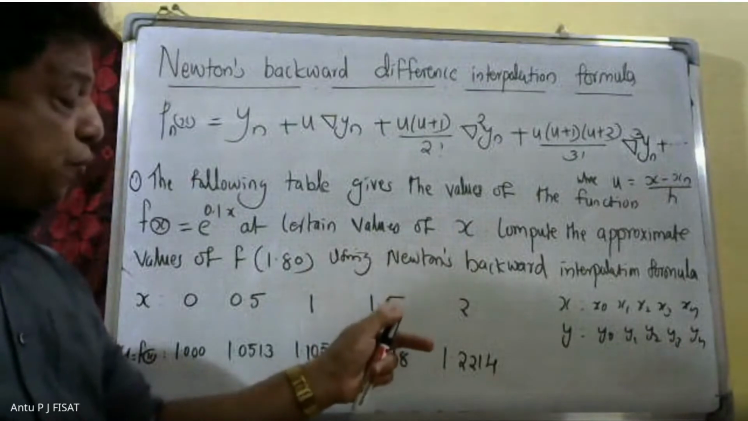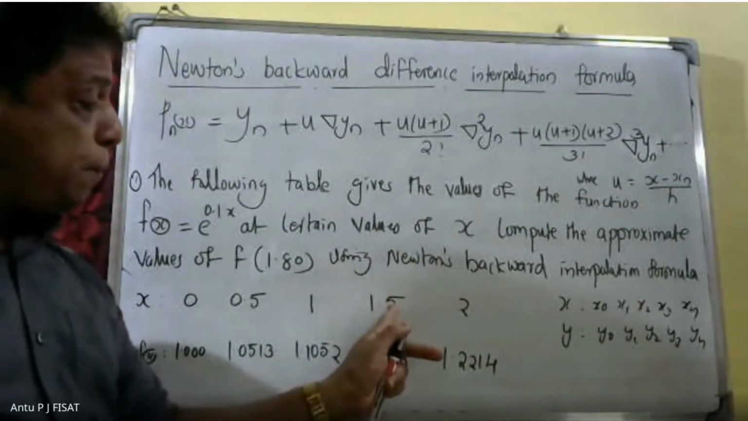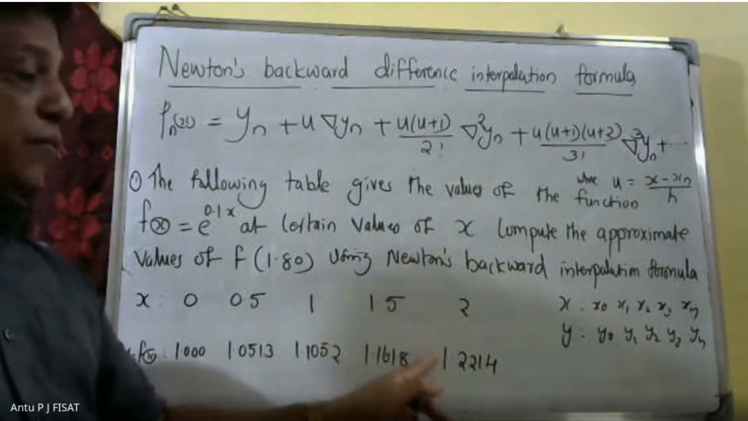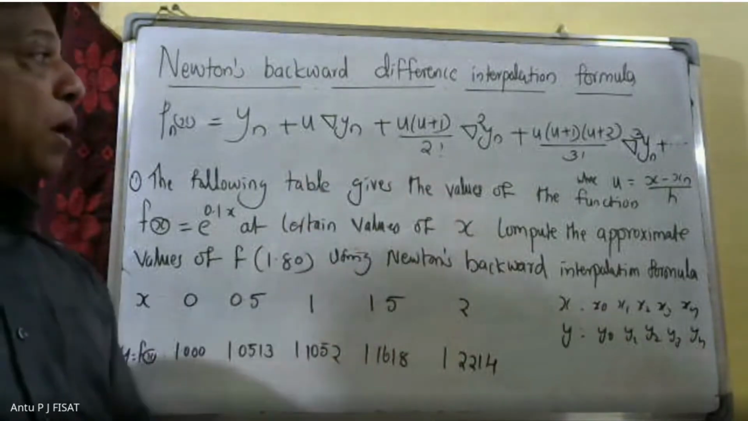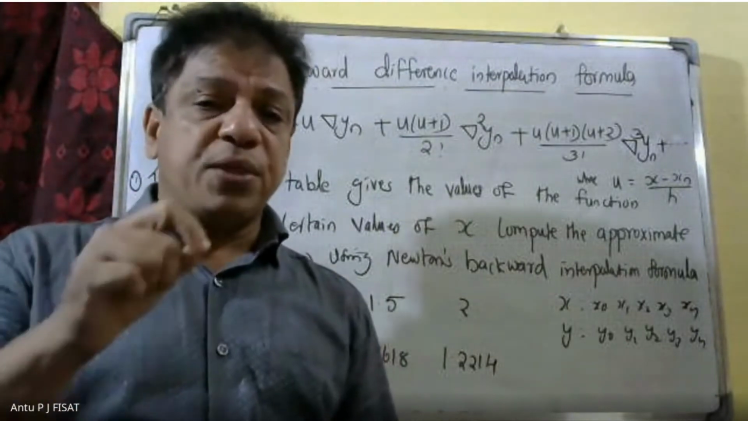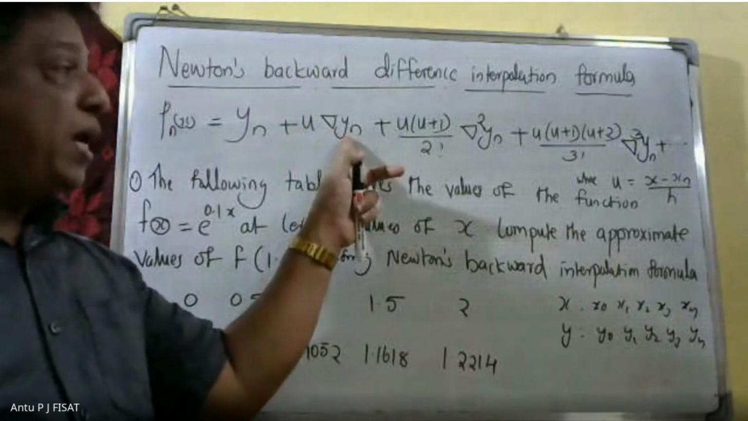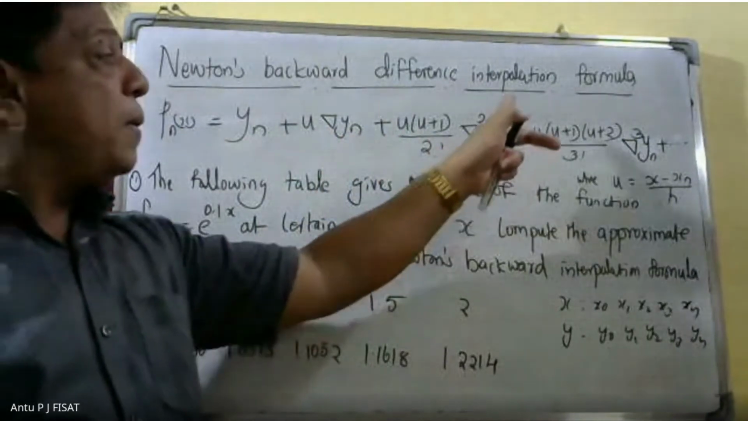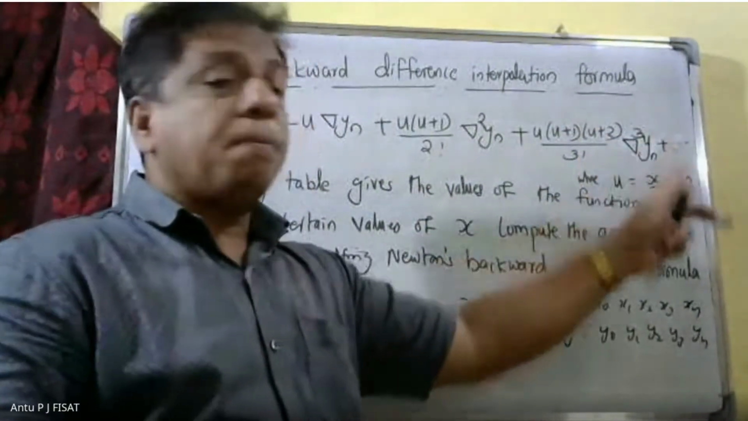Here we have to find out the value of f of 1.80. That is, we have to find out the value at x equal to 1.8. The 1.8 lies between 1.5 and 2. We have to find out the corresponding y value, or f of x. For that, we use Newton's backward interpolation formula. The formula says yn plus u into del yn plus u into (u plus 1) by 2 factorial del square yn plus u into (u plus 1) (u plus 2) by 3 factorial del cubed yn plus etc.